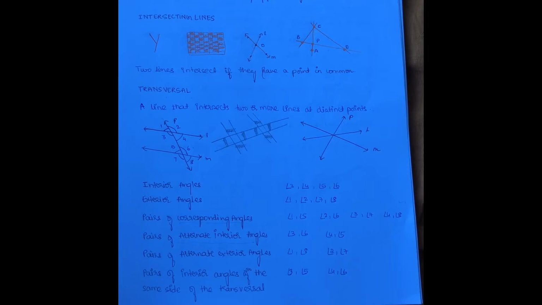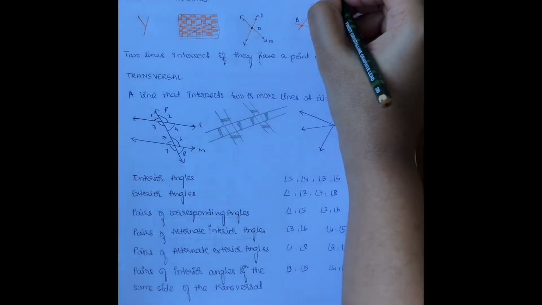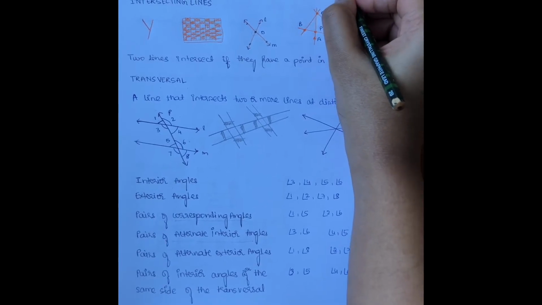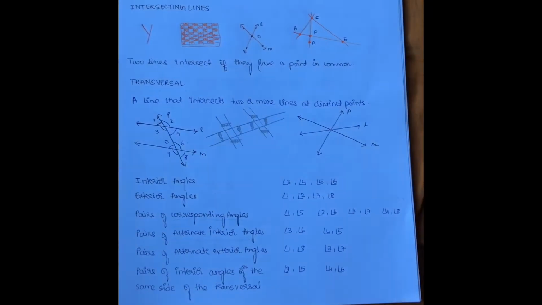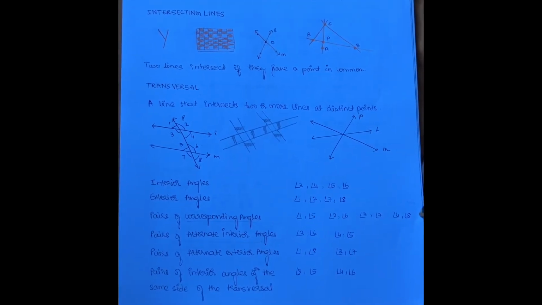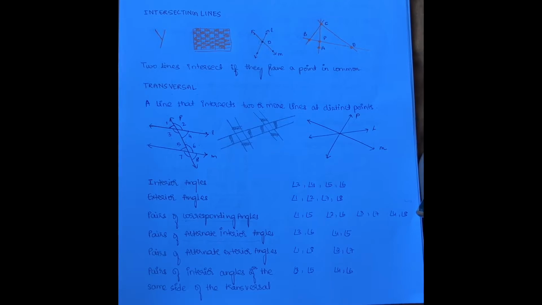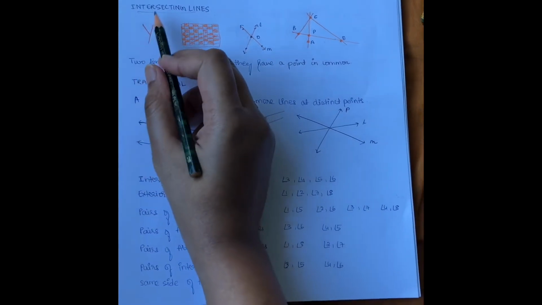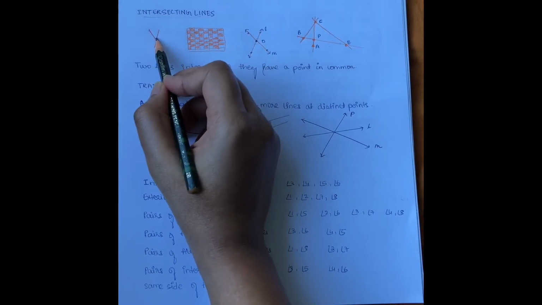Vertically opposite angles are those angles which fall on the opposite side. So these two are vertically opposite angles and these two are vertically opposite angles. We also came across intersecting lines and parallel lines, which we will be taking a very closer look at in this class. Intersecting lines. A very common example is the letter Y.